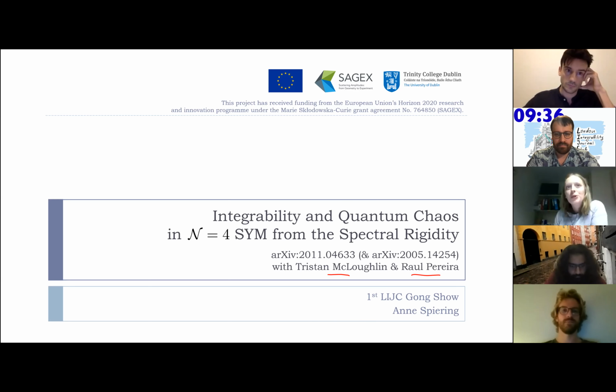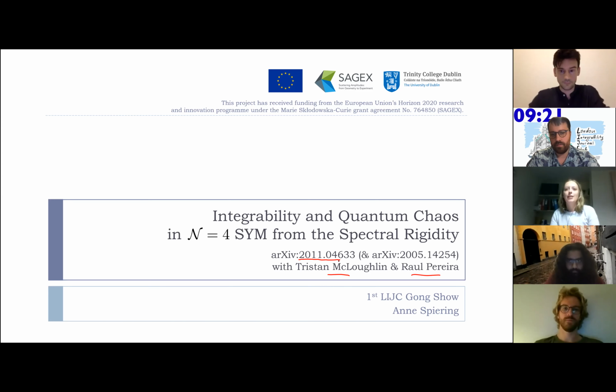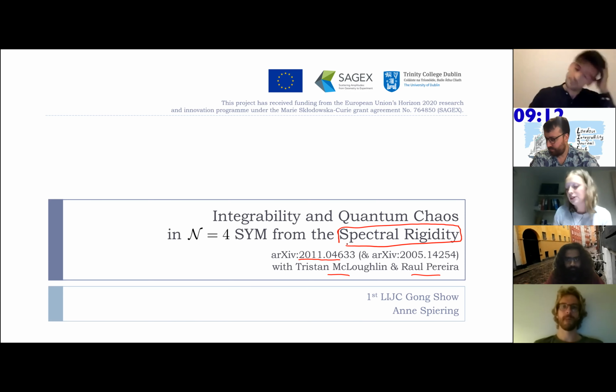And maybe more importantly, I will also talk about the non-planar spectrum, and we will see that this shows features of quantum chaos. This talk is mainly based on this paper from two weeks ago. There we use several techniques to show exactly this feature, quantum chaos in the non-planar spectrum. And I will concentrate here on the spectral rigidity.